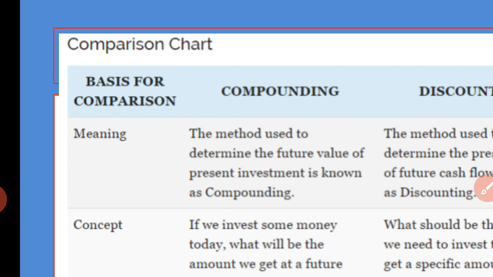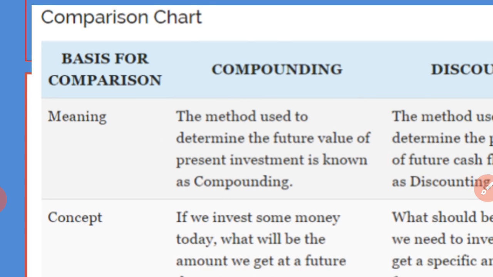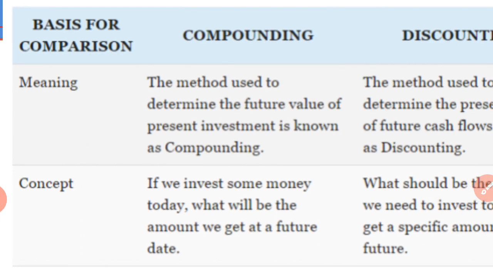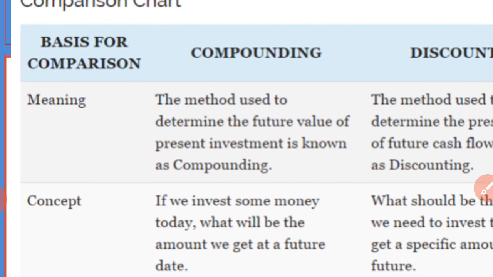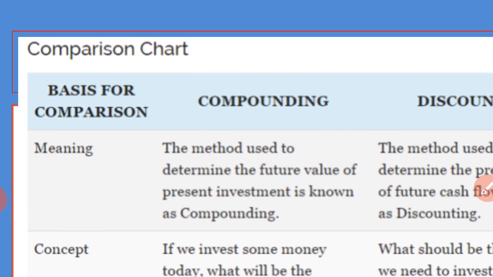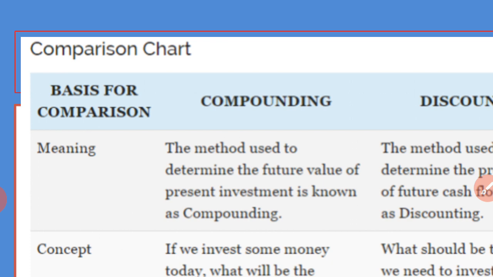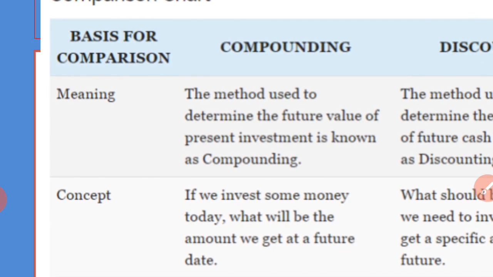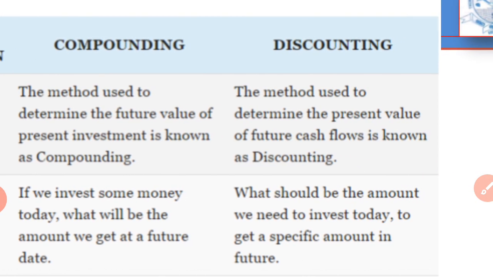First, the meaning: compounding is the method used to determine the future value of a present investment. For example, if you are investing 10,000 rupees today and we are receiving this amount after 3 years at the rate of 10%, we will calculate the compound value as what amount we will receive after 3 years.